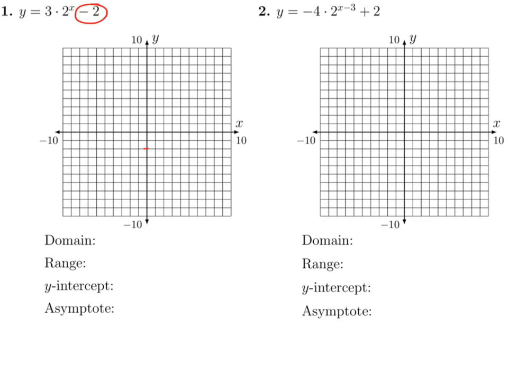Okay, so we have -2 on the end. That makes our asymptote at -2. If you plug in 0 for x, you should end up with 1 for y. Make the exponential growth graph there. Then start noticing things. The domain is all reals. The range is all the numbers above -2. The y-intercept is going to be at 1. And the asymptote is y equals -2.